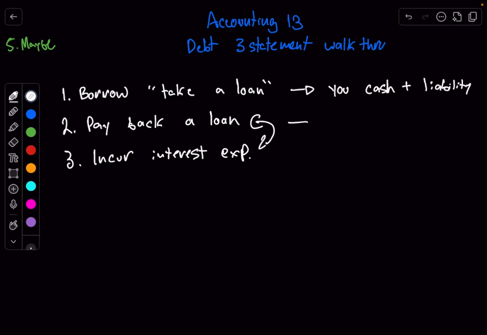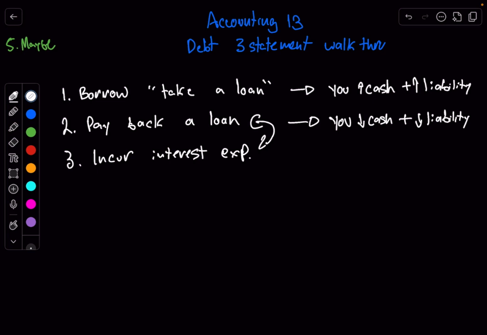And when you're paying back a loan, what happens? Well, you lose cash and your liability, or essentially the loan, decreases. Right? So they're directly correlated. So if you take out a liability, you're going to have more cash on hand. If you pay back a liability, you're going to have less cash on hand. And that's just something to kind of think about as we walk through these three statements, right?